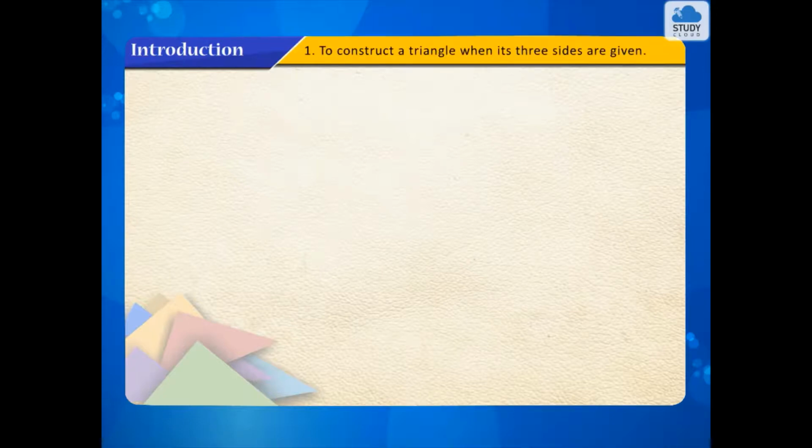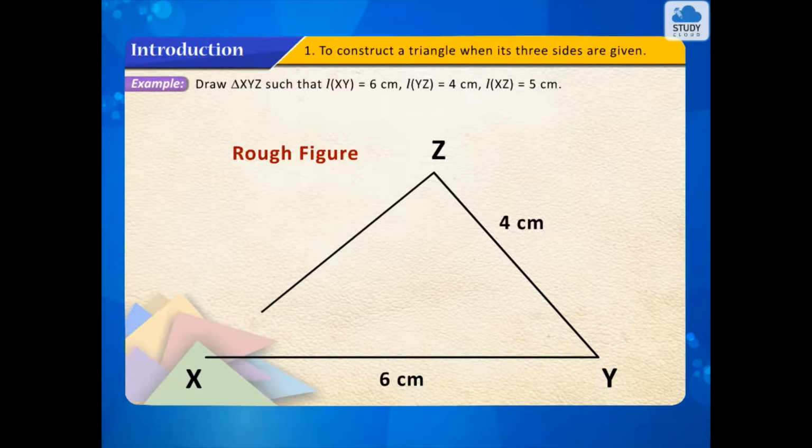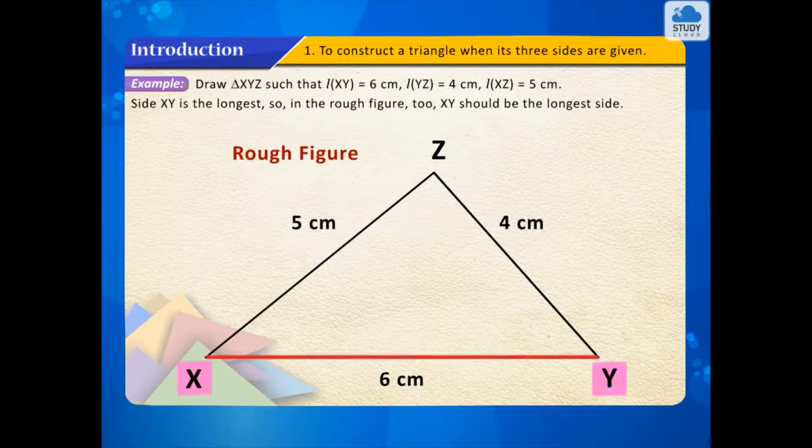1. To construct a triangle when its three sides are given. For example, draw triangle XYZ such that length of side XY is equal to 6 cm, length of side YZ is equal to 4 cm, length of side XZ is equal to 5 cm. Let us draw a rough figure quickly and show the given information in it as accurately as possible. For example, side XY is the longest, so in the rough figure, XY should be the longest side.